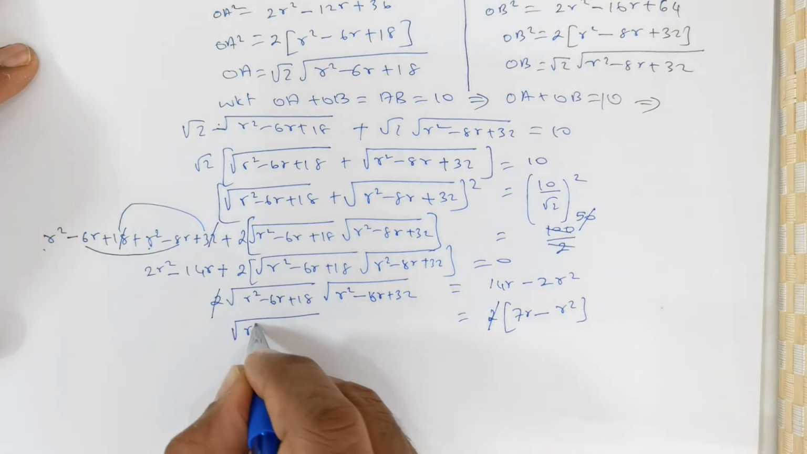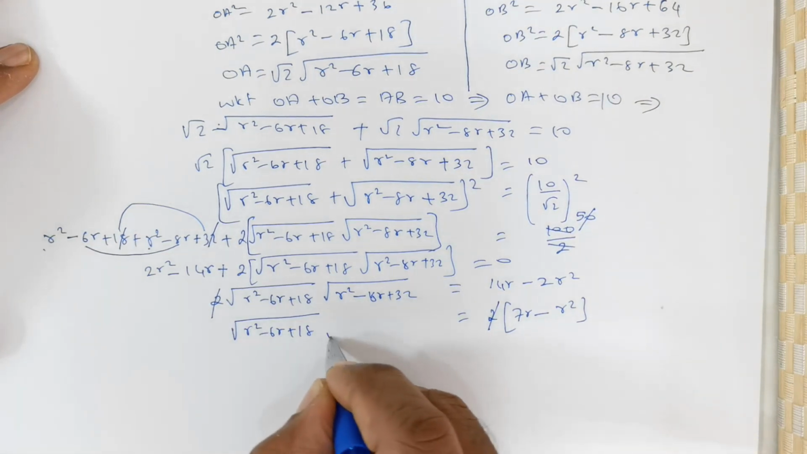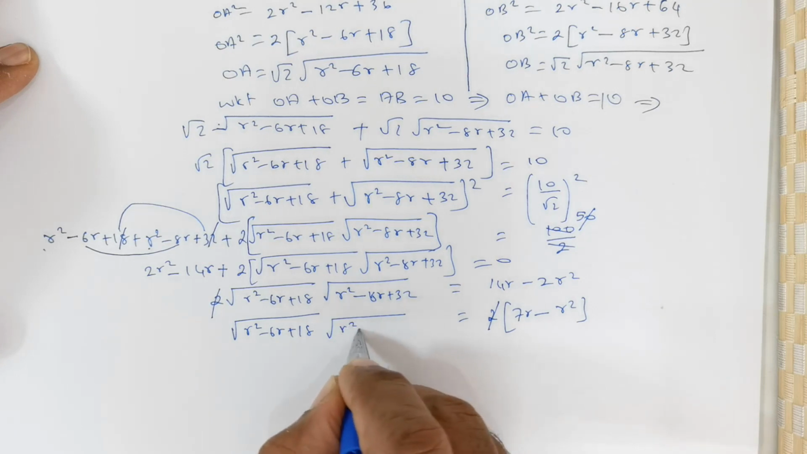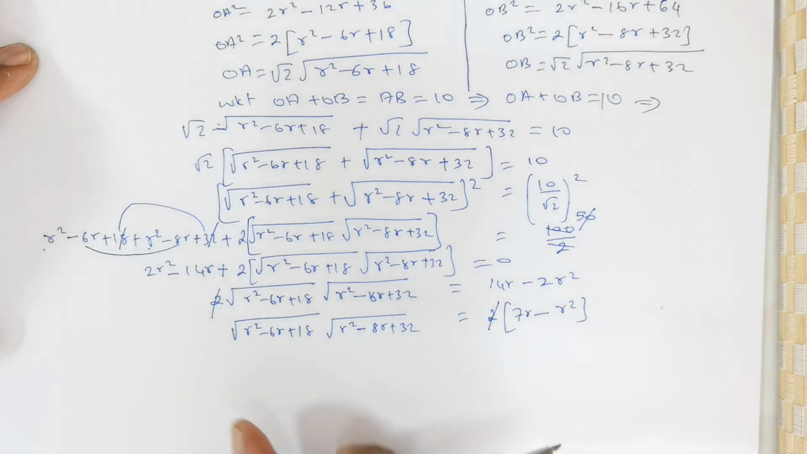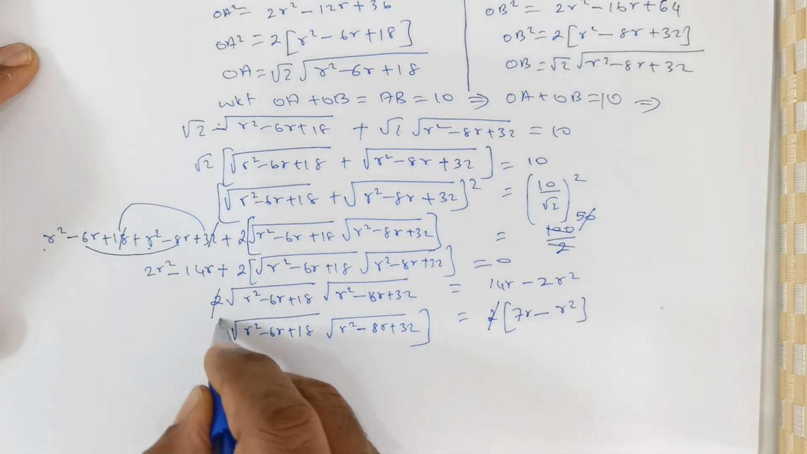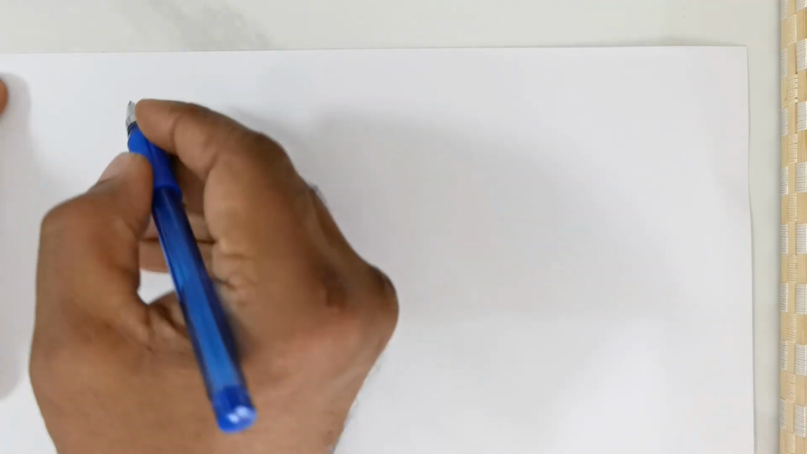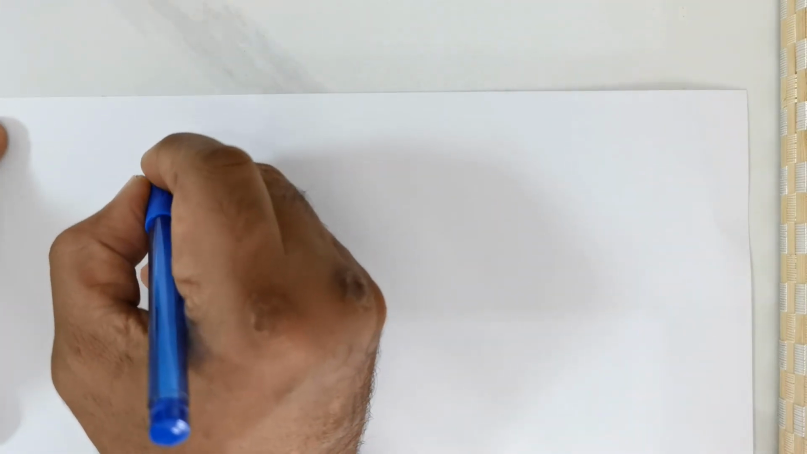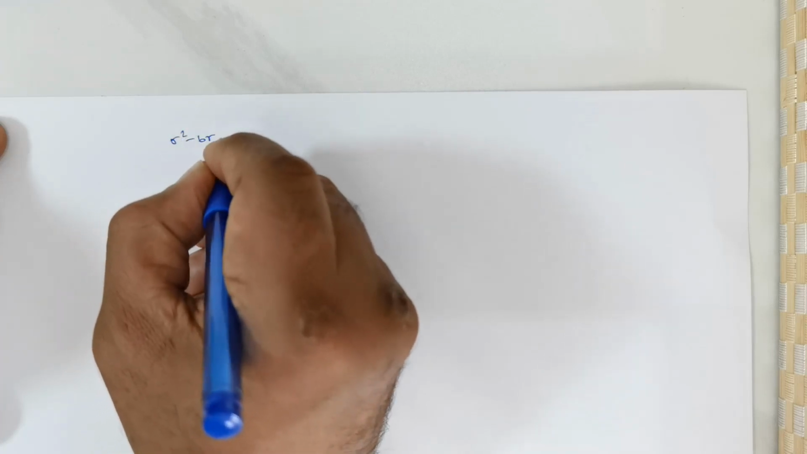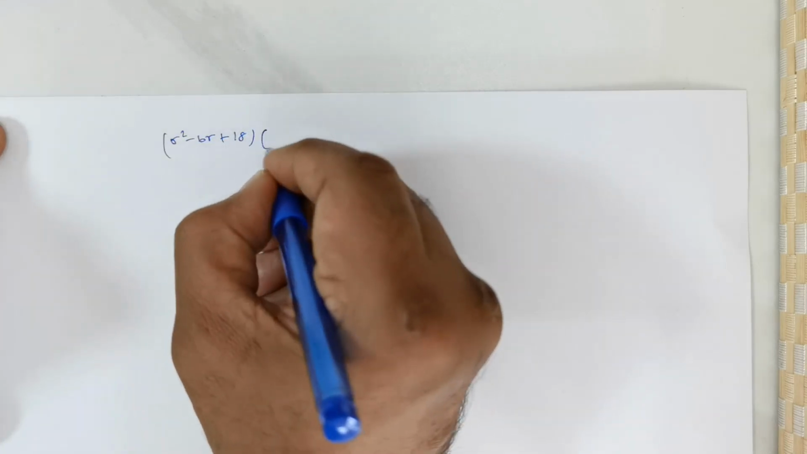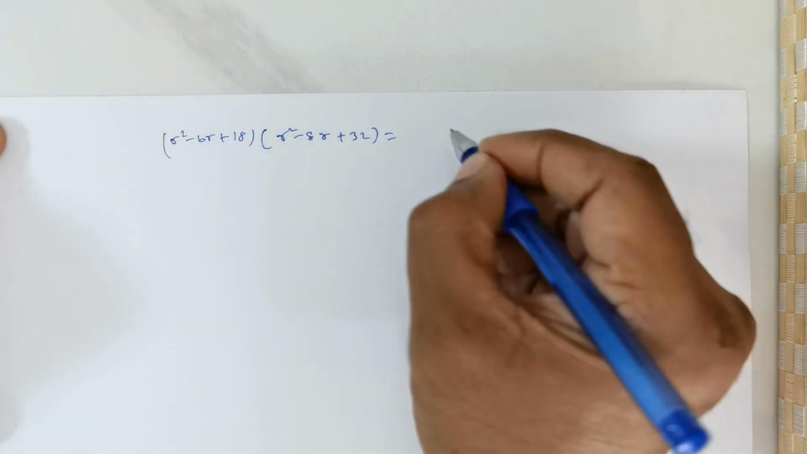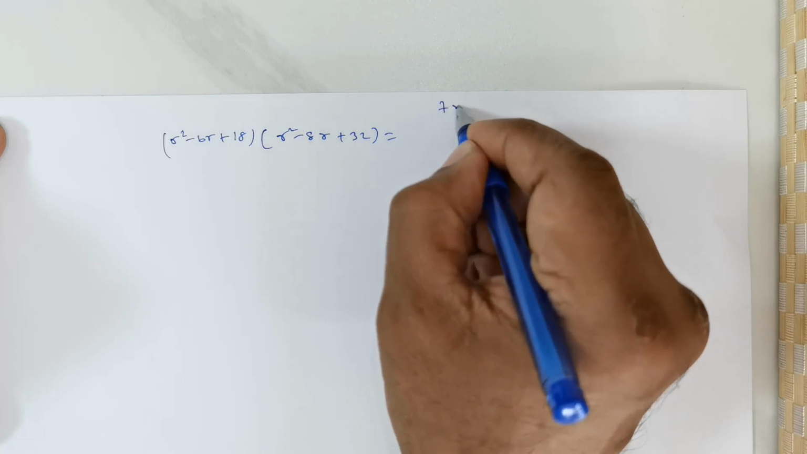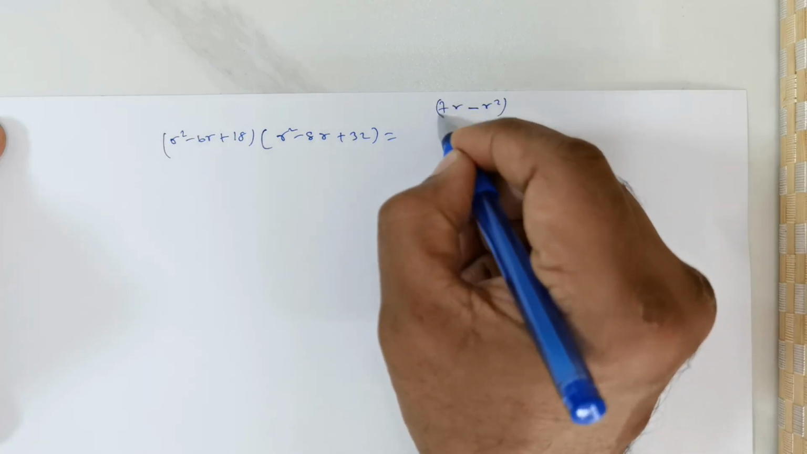Thereby you get root of r squared negative 6r plus 18 times root of r squared negative 8r plus 32. Now what I wish to do is I would like to square both sides. So squaring both sides we would get (r squared negative 6r positive 18) times (r squared negative 8r plus 32) is equal to, we have to square (7r negative r squared) raised to the power of 2.